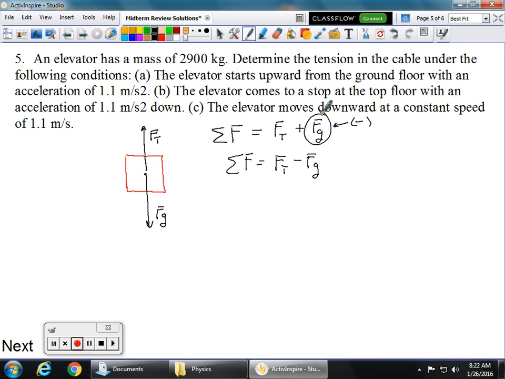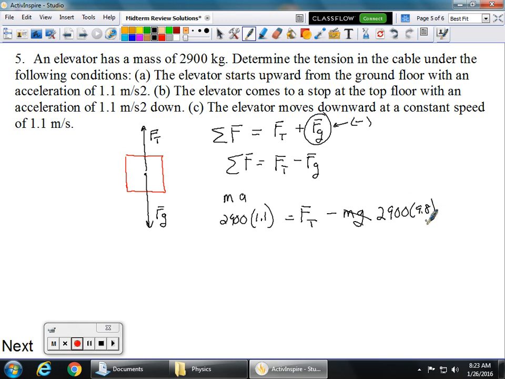It says the elevator starts upward from the ground with an acceleration of 1.1 meters per second squared. The net force we can also write as mass times acceleration. The mass is going to be 2,900 kilograms, and the acceleration is up, so we're going to call that positive, 1.1 meters per second squared. We're looking for the tension, Ft, and now we're going to put in the weight. Because gravity is downward, we're going to make this a minus, adding a negative vector. And the weight, how do we get that? Fg is equal to mg.